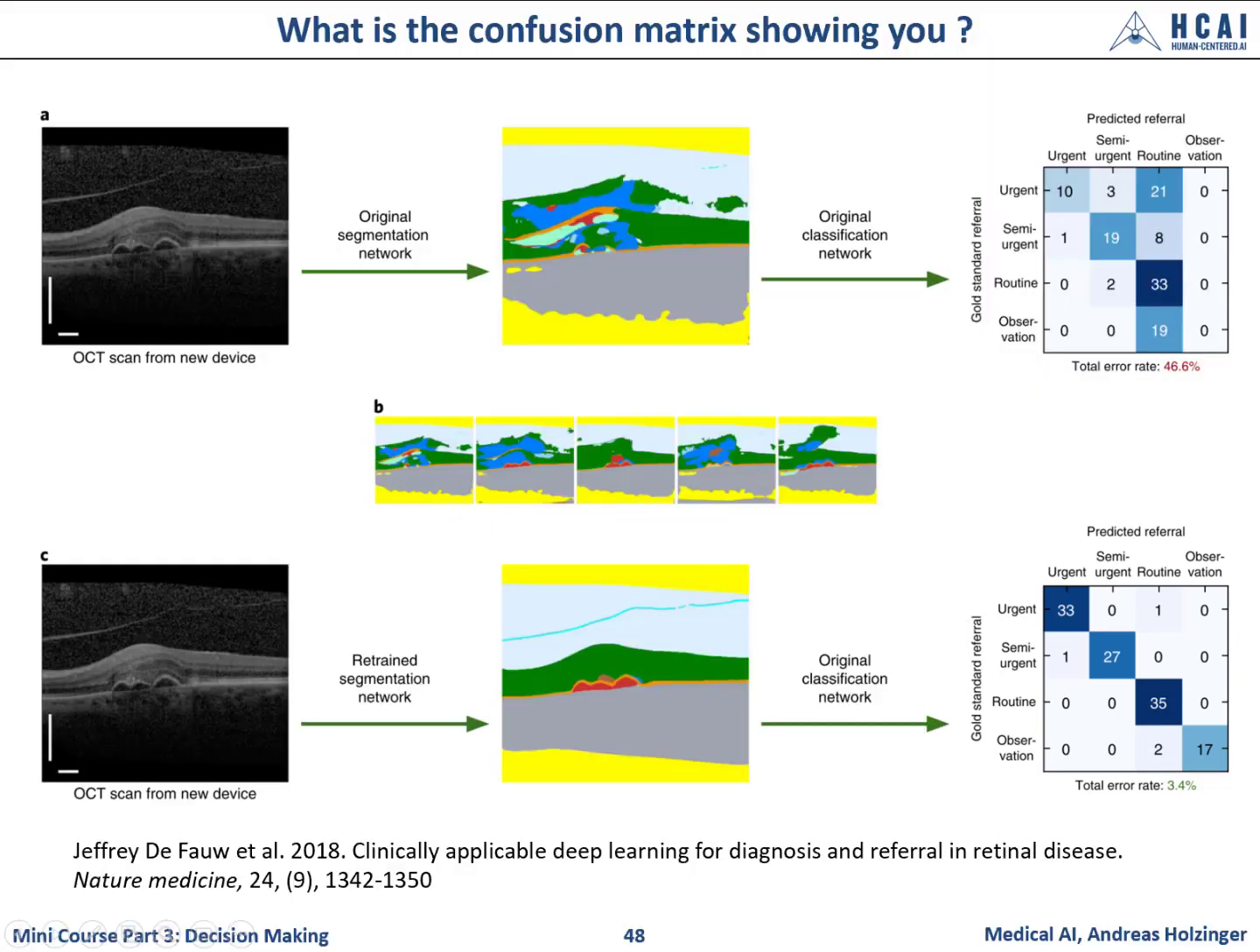Technically, each row of this matrix represents the instances in a predicted class, while each column represents the instances in an actual class, or vice versa. It depends on the naming of the axis. The name stems from the fact that it makes it easy to see if the system is confusing two classes, so commonly mislabeling one as another.